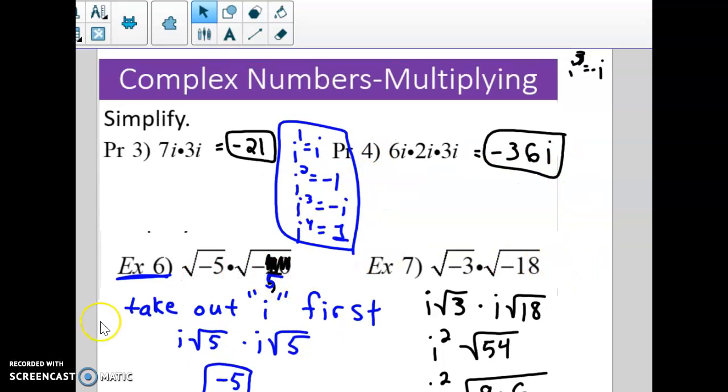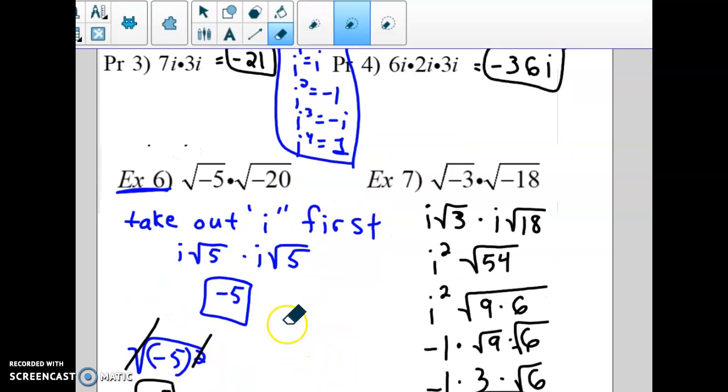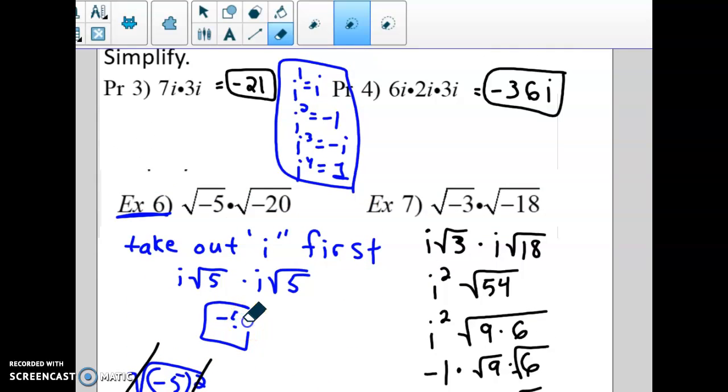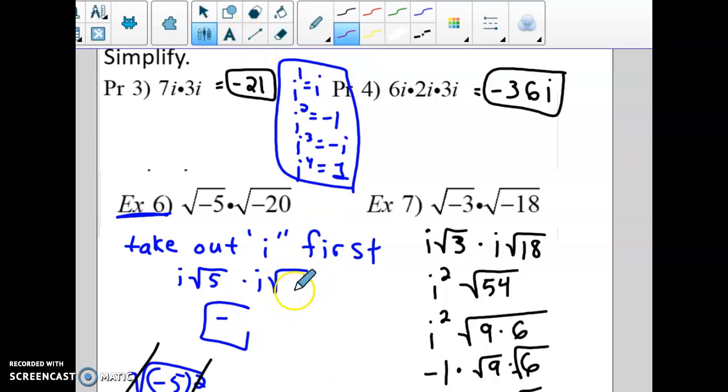Then we moved on to the rule. You always have to take the i out first. So if you're ever solving one of these problems, so negative 5 times negative 20 is going to be, take the i's out first. Take the i's out first, and you end up with negative 10. If you go too fast, you might accidentally eliminate the negatives, but you always take out the i first.